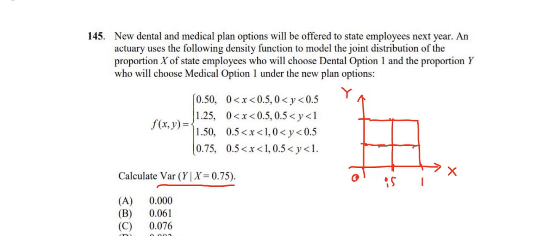So when x equals 0.75, we put those numbers into the density function. In here is 0.5, and this part 1.25. And here x is between 0.5 and 1, so this is 1.5. And here 0.75.